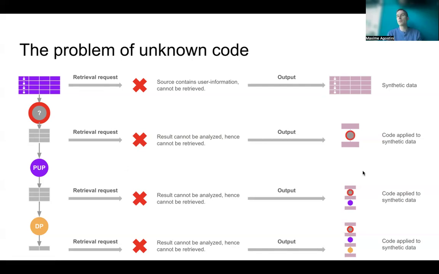And the only way to give you a safe output automatically is to apply this combination of the unknown function and the other PUP or DP transformations to the synthetic data, which would be safe, but a bit underwhelming because you're just processing synthetic data all along.